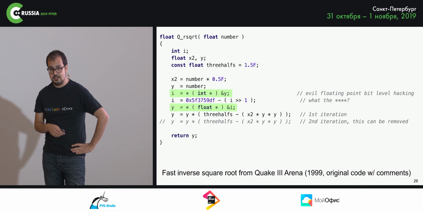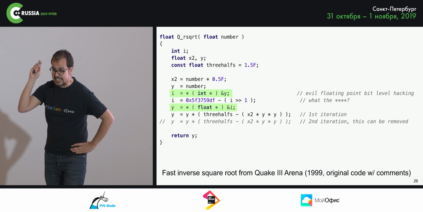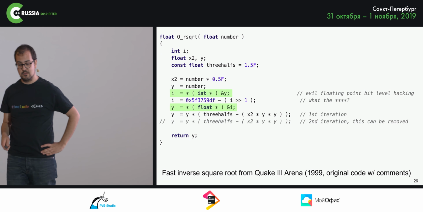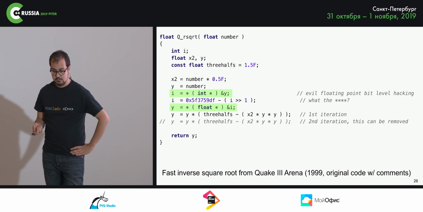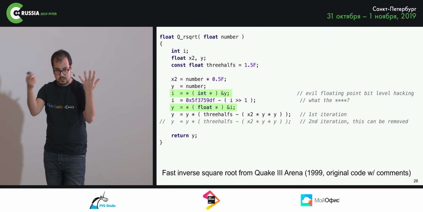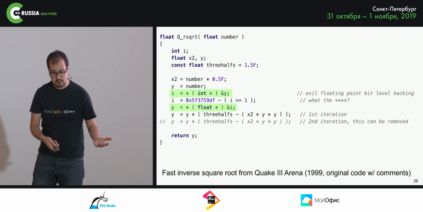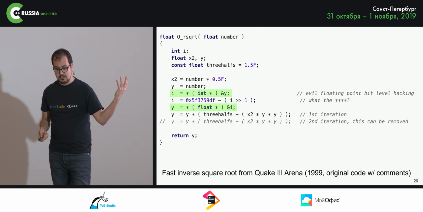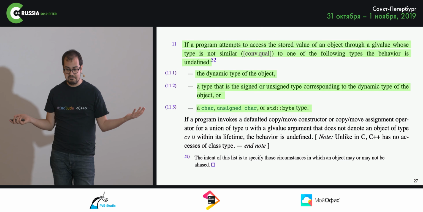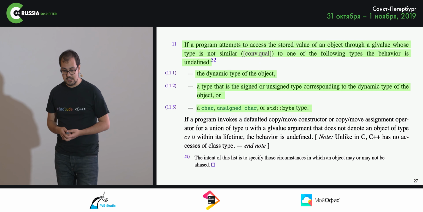It works. But of course, it's UB. And it's UB even in C. This is C code. Even in C, this is UB, okay? So why is this UB? Well, you have a float and you pretend it is an int, and then you do it all the way the other way around as well. So these two lines of code violate a particular rule from the standard.